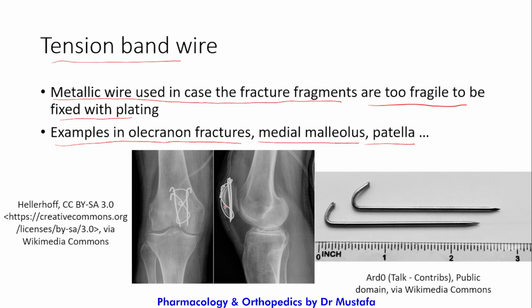This is an example of a patella fracture that is stabilized with a K-wire or a tension band wire. This is the tension band wire here.